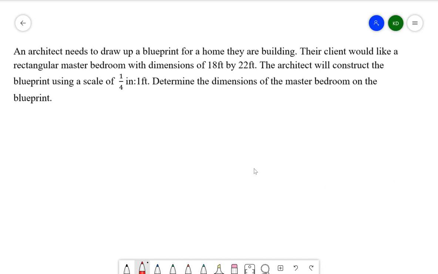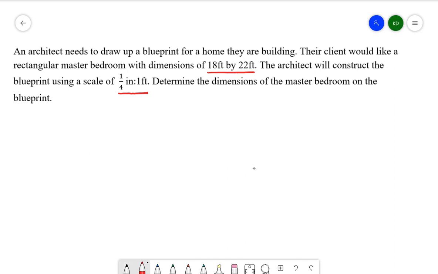All right, first what I want to do is figure out what my scale factor is. Let's go over and highlight those important key pieces from the question. Their client would like a rectangular master bedroom and you want it to be this size, 18 feet by 22. Well, the architect will have to come up with some type of blueprint and it needs to be to scale so that someone can see on the blueprint, starting to visualize what this is going to look like. So the scale that they're going to have is that every foot in the bedroom is going to be represented by 1/4 inch on the blueprint.